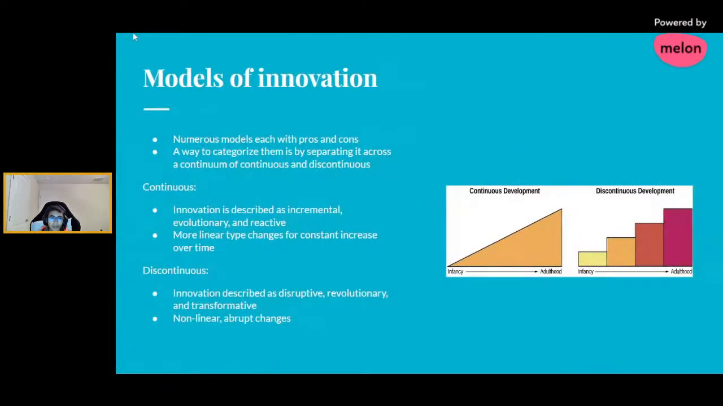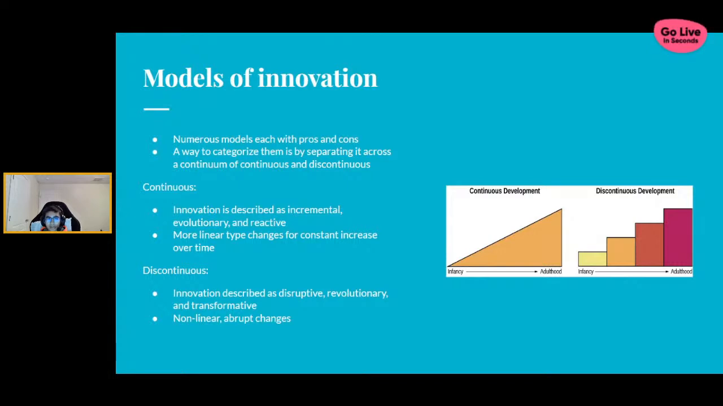So, models of innovation. There are numerous models that each have their pros and cons, and a way to categorize these various kinds of models is by separating them across a continuum of continuous or discontinuous models. Continuous models of innovation are described as incremental, evolutionary, and reactive. They are more linear type changes, and there is a constant increase over time.